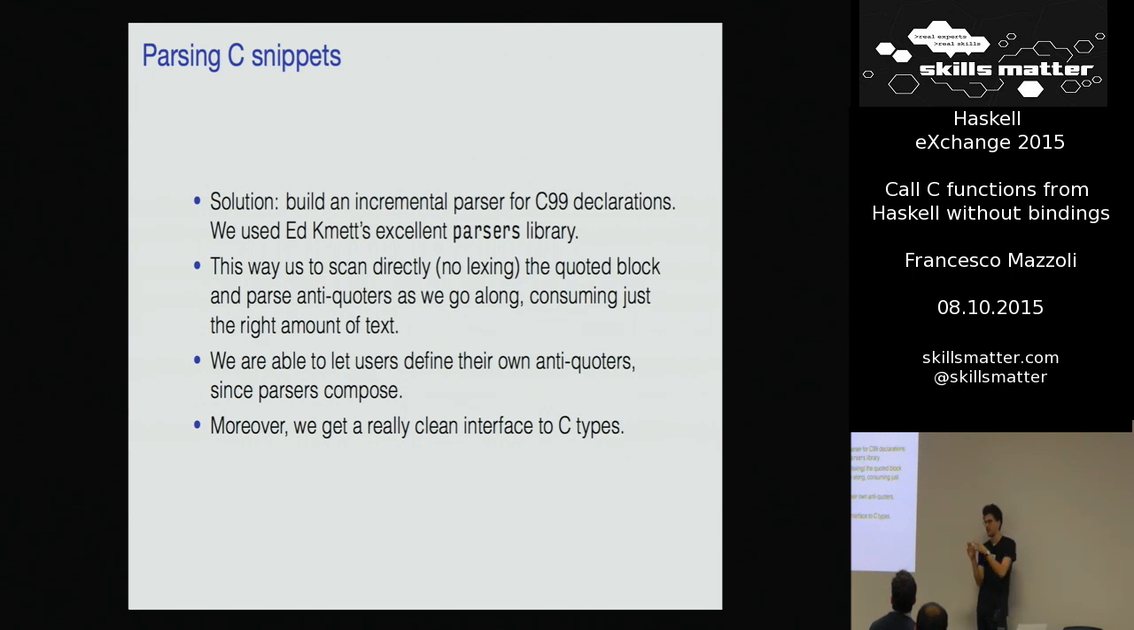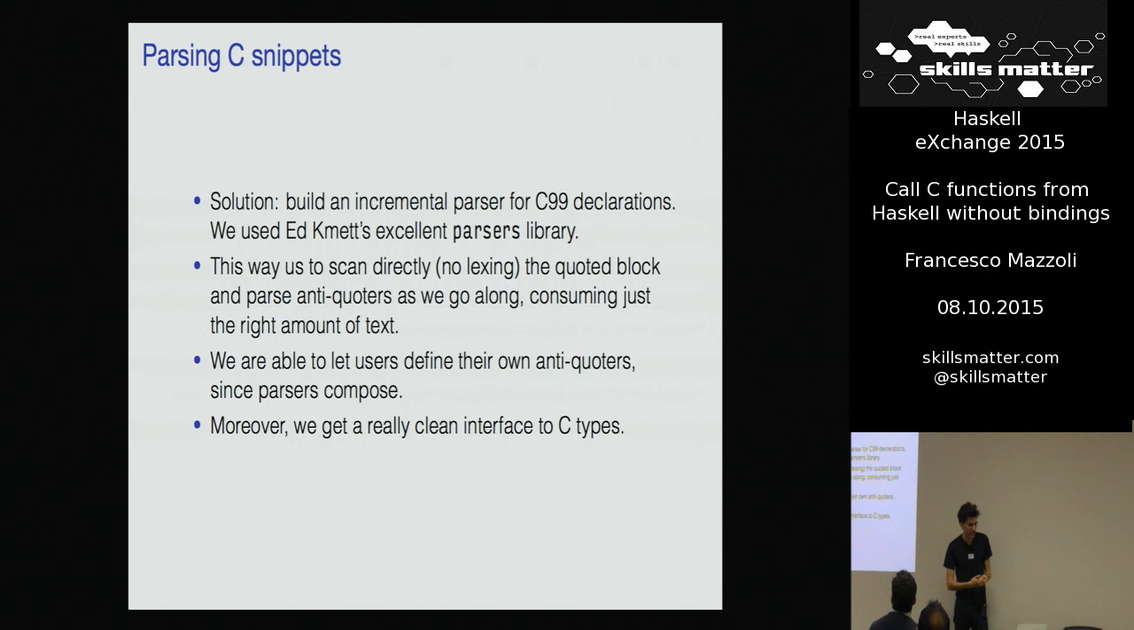They often require a lexing stage and this sort of stuff. Instead, we built an incremental parser for C99 declarations using Edward Kmett's parsers library. It's basically like Parsec, but a bit nicer. So there is no lexing stage. We just scan the body of the C snippet. When we encounter the token that tells us that an anti-quoter is beginning, which is $, we just parse the anti-quoter and let the parser finish, and we know when it's done, and then continue without touching the rest.